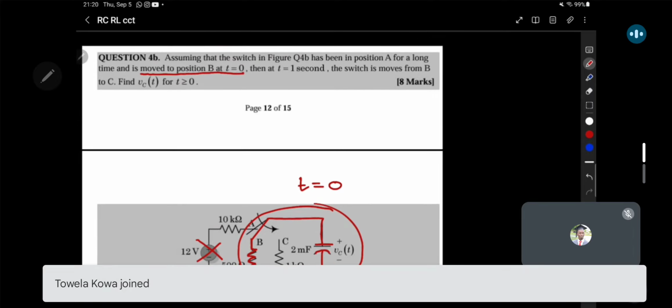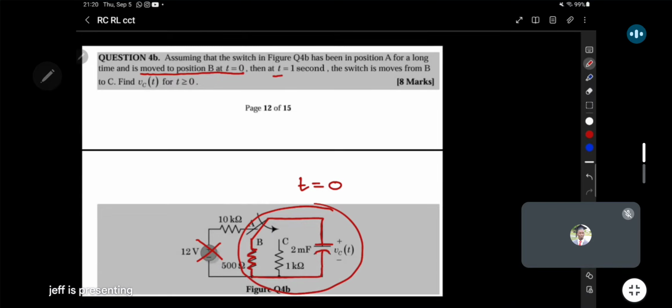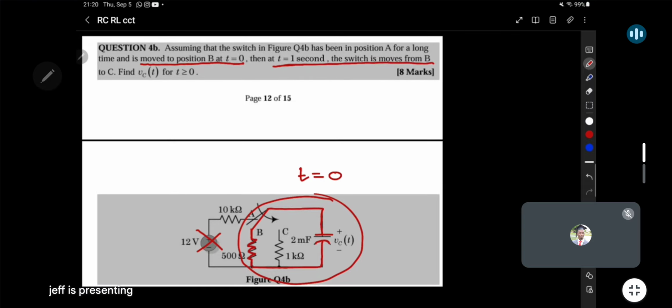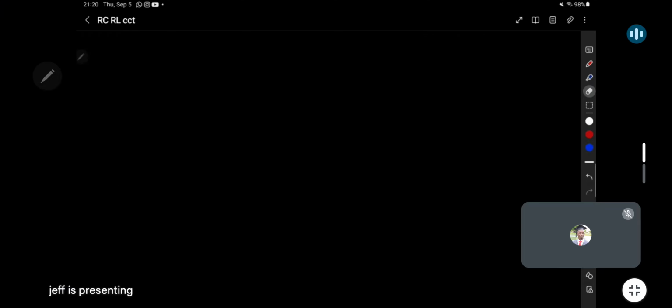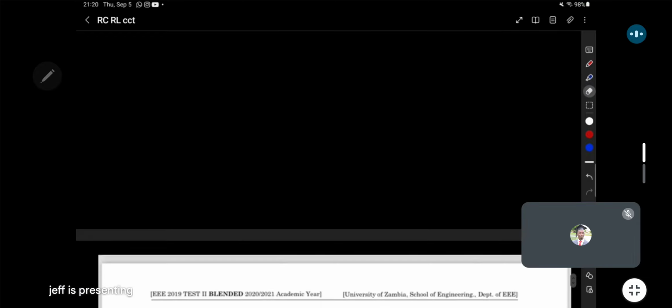They continue to say that at t equals 1, the switch moves from B to C. Even after that, at t equals 1, it moves from B to C. The switch is now here, meaning this is our circuit. Notice that even in this case, our circuit is still source-free because this part in red does not contain a source. Now, a common problem that students tend to confuse this with is the expression that has a forced response.